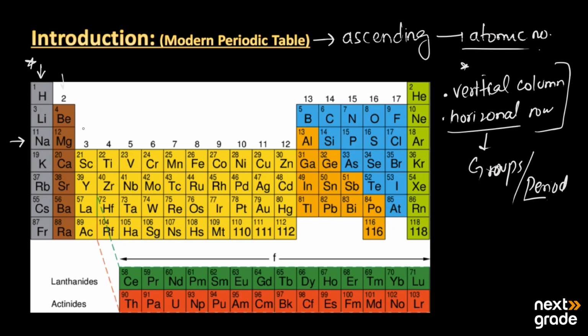Here these are all the groups and these are the periods. So here we have the two side elements. These are known as the inner transition elements, which are the lanthanides and the actinides. Because these elements have some different properties, after atomic number 57, it starts from 58. This is known as the lanthanides. And the period 7 elements, starting after 89 through 90, that was thorium, are known as the actinides.